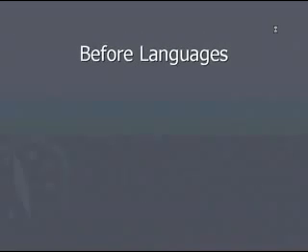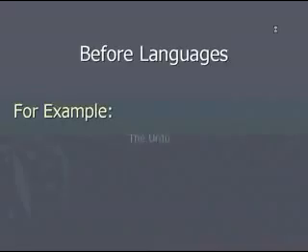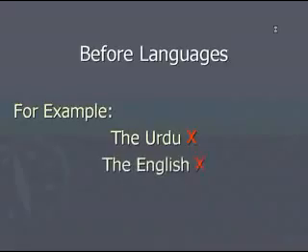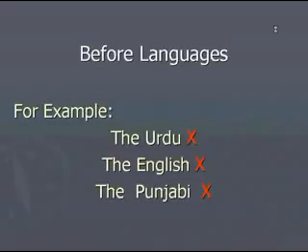Before languages, never ever use a definite or indefinite article before the names of languages. For example, Urdu: don't say the Urdu, simply say Urdu. The English: don't say the English, simply say English. The Punjabi: don't say the Punjabi, just say Punjabi. Whenever you say the name of a language, don't use the before the name, okay? Like Urdu, English, Punjabi.